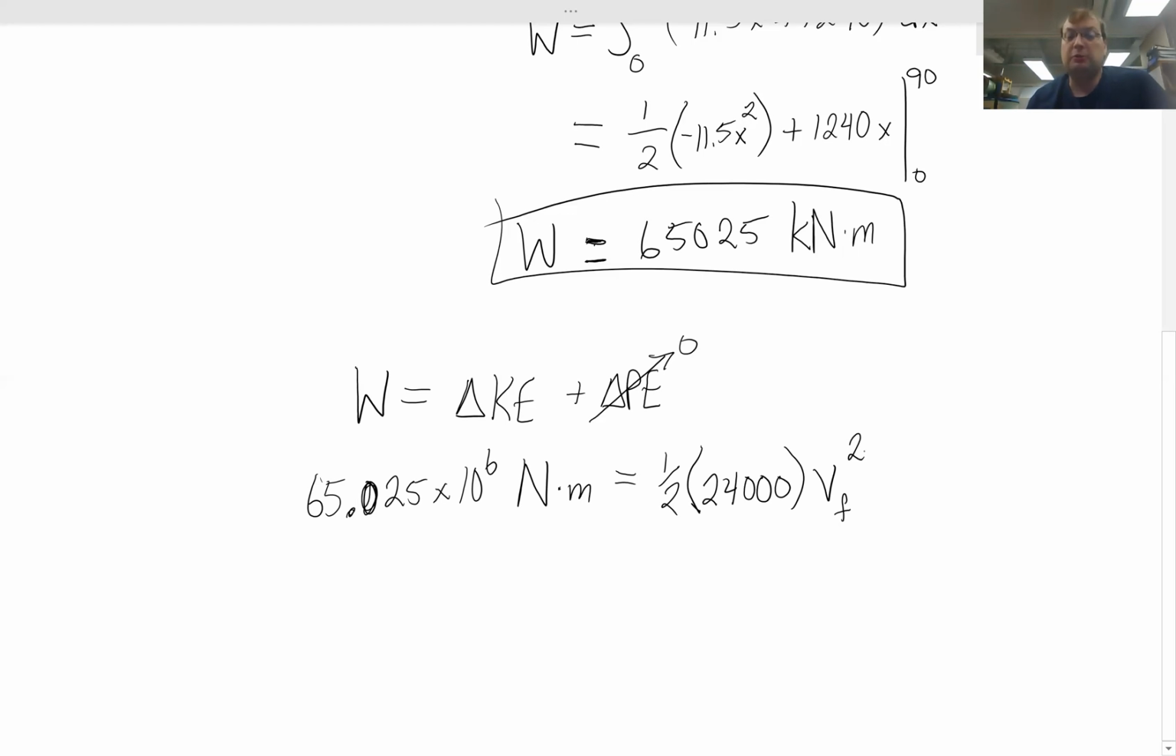We're starting from rest, so we don't have to worry about any initial kinetic energy. The change in kinetic energy is simply the magnitude of our final kinetic energy, therefore using our final velocity. If we now solve this, we find that the final velocity of the plane will be approximately 73.6 meters per second.